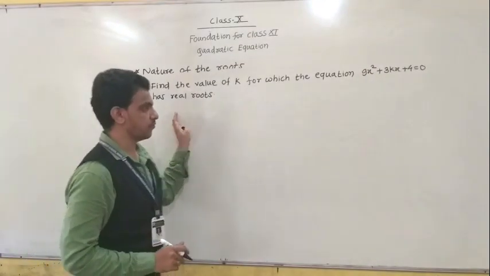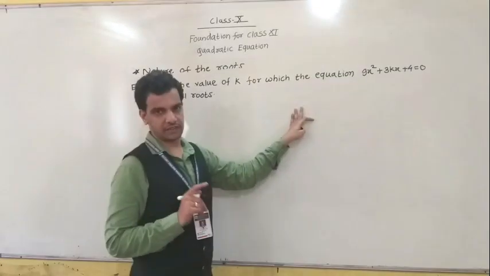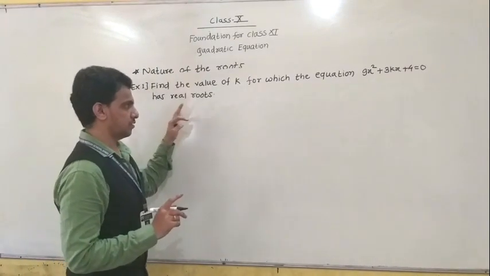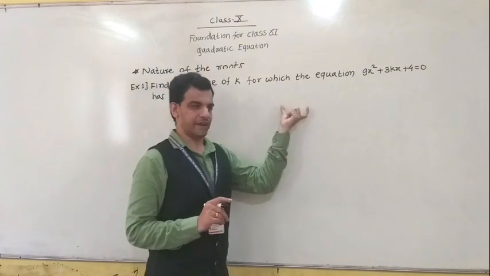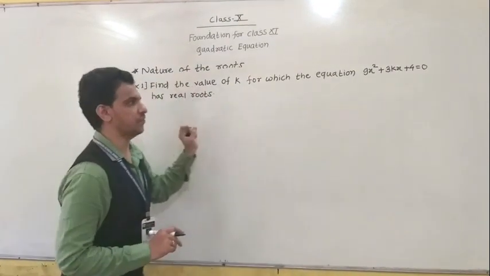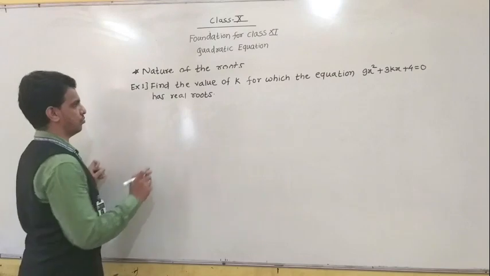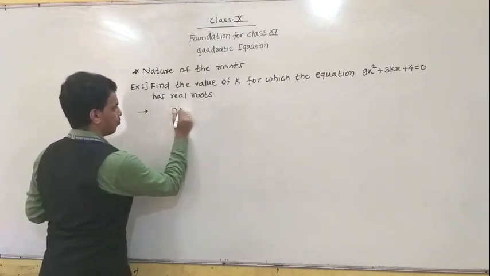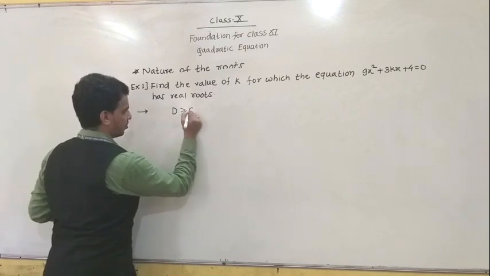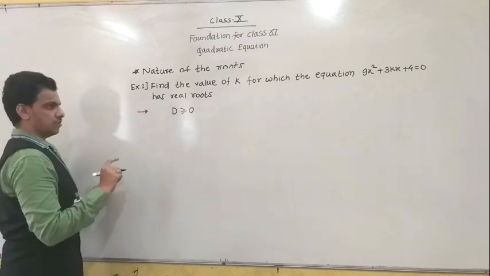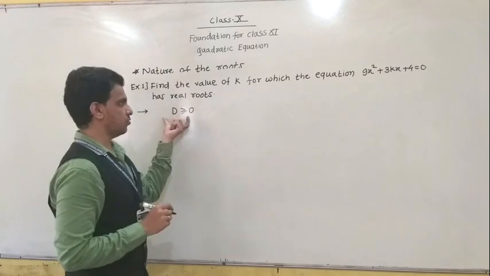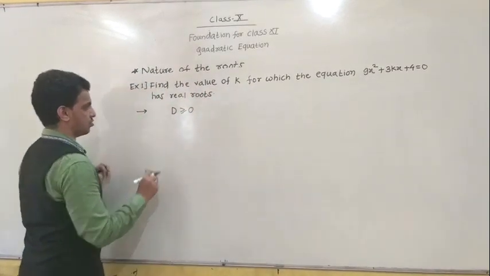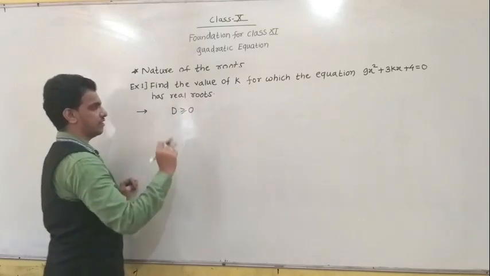So we know that when the discriminant is greater than 0 or the discriminant is equal to 0, then the quadratic equation has real roots, that is, if D greater than 0 or equal to 0. So both conditions we have to write as one condition, that is D greater than or equal to 0. So if D is greater than or equal to 0, then the given equation has real roots. So here it is given: D greater than or equal to 0.